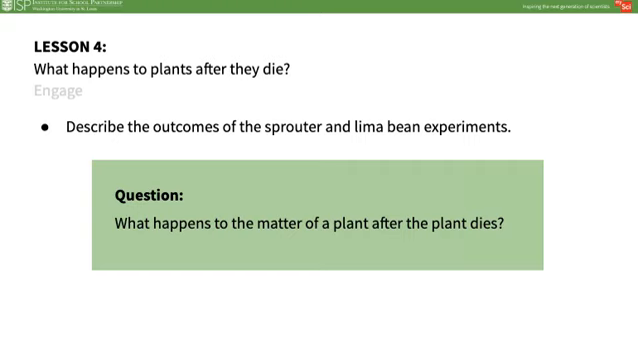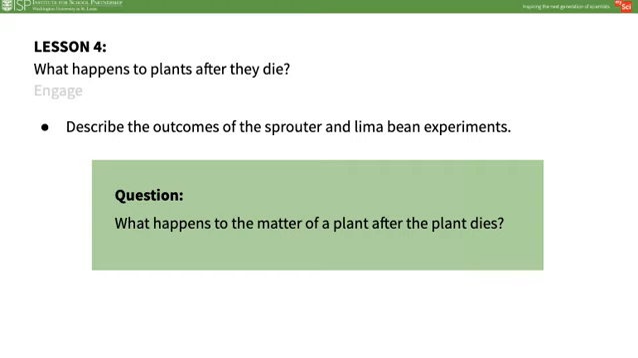In the engage portion of this lesson, students will describe the outcomes of the sprouter and bean experiments from previous lessons, then examine bags of humus. Students should be able to say that the sprouter showed us that plants gain mass from something other than soil. The bean experiment showed us that plants must have air and water to gain matter.